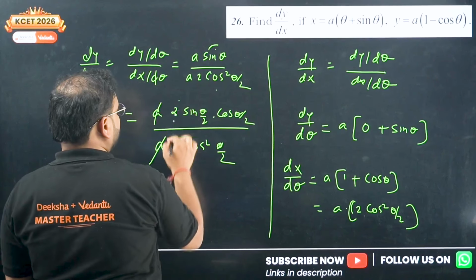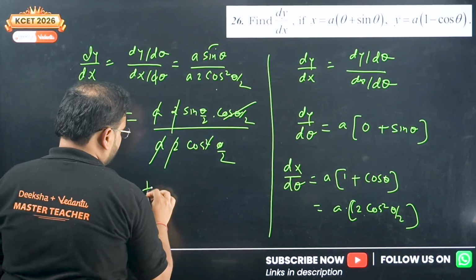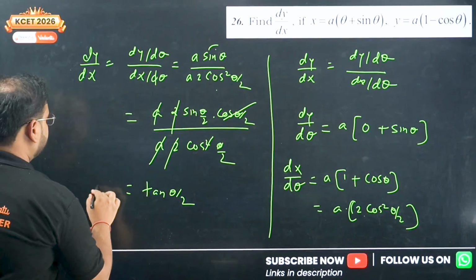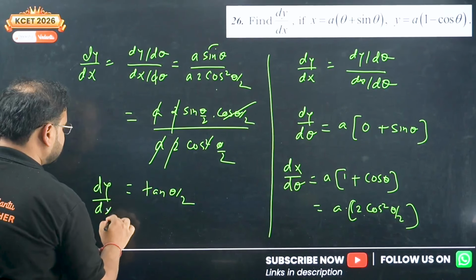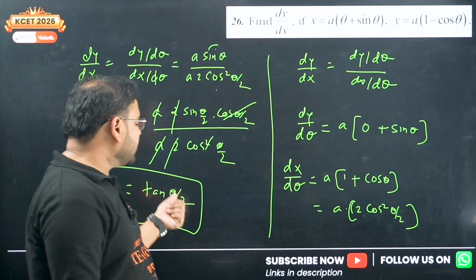So a cancels, 2 cancels. One of the cos is cancelled. Answer is sin by cos. So tan theta by 2. That's my derivative dy by dx in terms of the parameter theta. In terms of parameter theta.